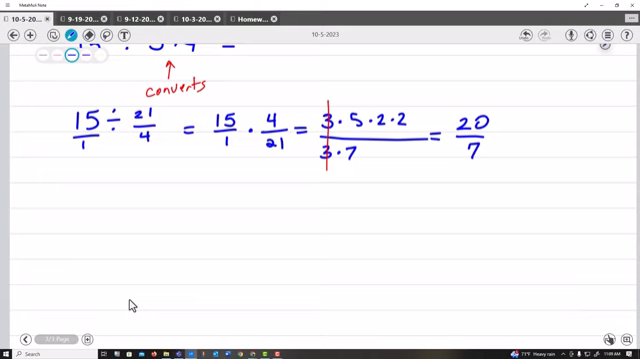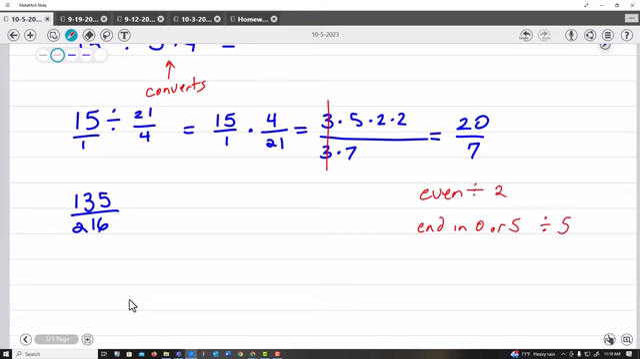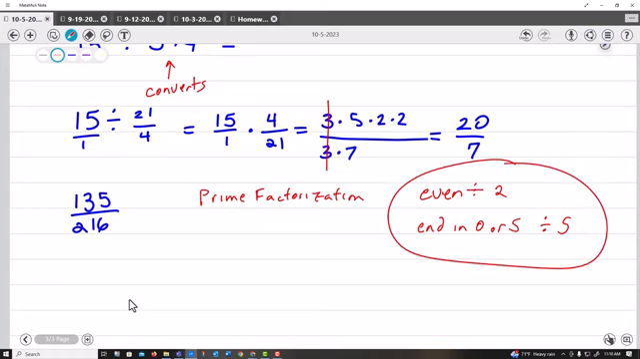So let's say that you are given the fraction 135 over 216. Now, I have a rule of thumb. If both of these numbers are even, and they're not, but if they're both even, I just start dividing out a 2. If they both end in 0 or 5, I start dividing out a 5. Well, sadly, that doesn't work for either one of these, right? Because it works for one but not the other. And so if it doesn't work for both, then I go straight to prime factorization.